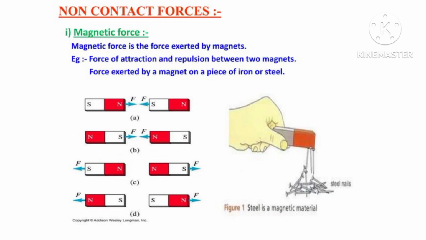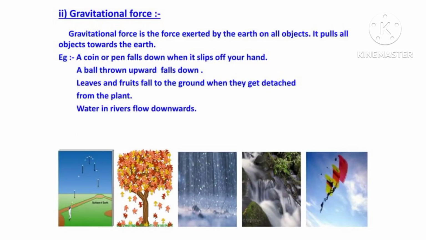Now we will see the non-contact force types. First one is magnetic force. Magnetic force is the force exerted by magnets, that is force of attraction and repulsion between two magnets. It is also the force exerted by a magnet on a piece of iron or steel. The south pole and north pole attract.